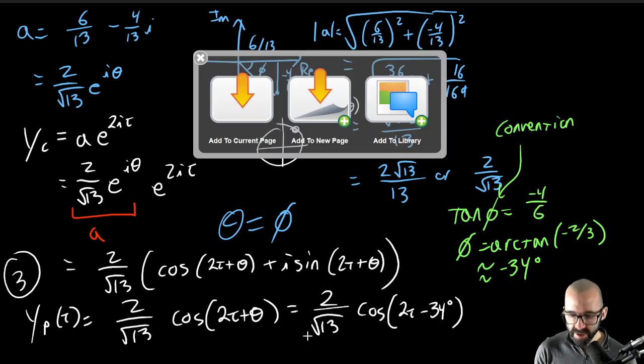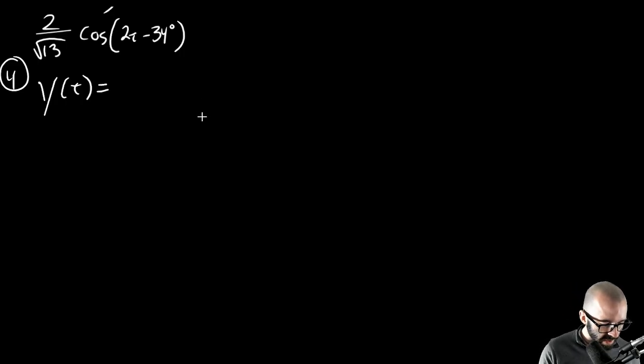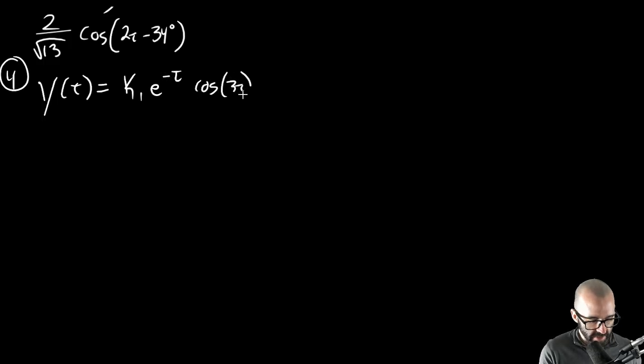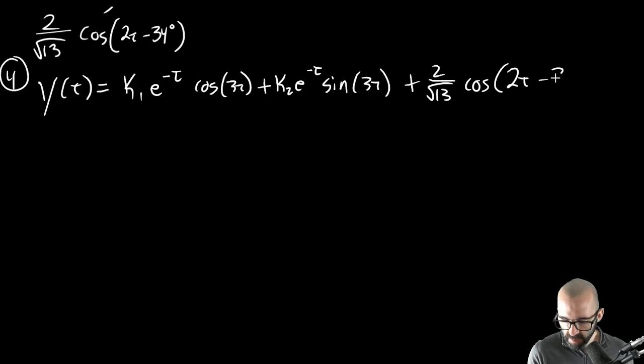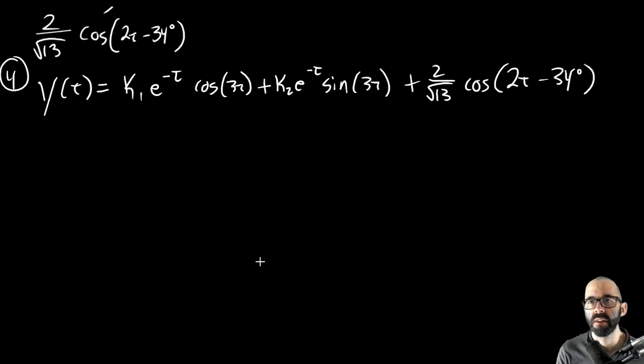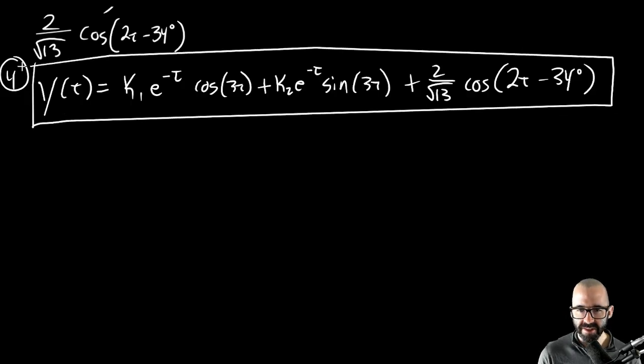We combine our particular solution with a homogeneous general solution to get our general solution, and this will be step 4. y of t was the homogeneous solution, which we said was k1 e to the negative t cosine of 3t plus k2 e to the negative t sine of 3t plus our particular solution, which was 2 over root 13 cosine of 2t minus 34 degrees. That is our solution, and it only took 20 minutes. Less than 20 minutes.